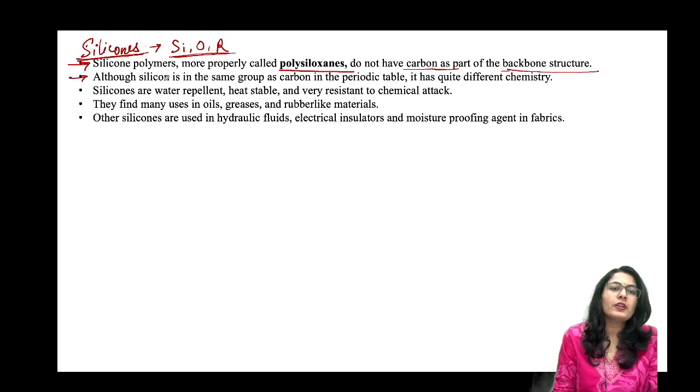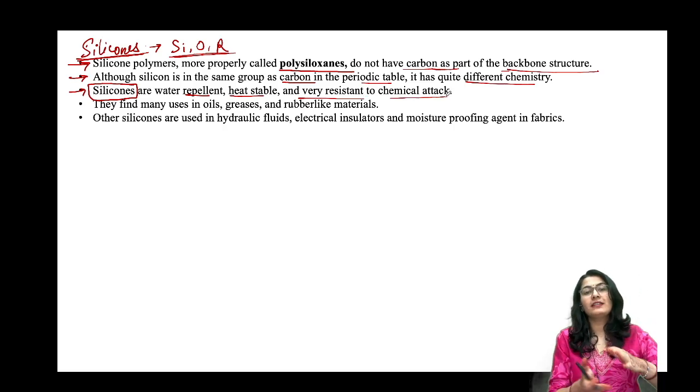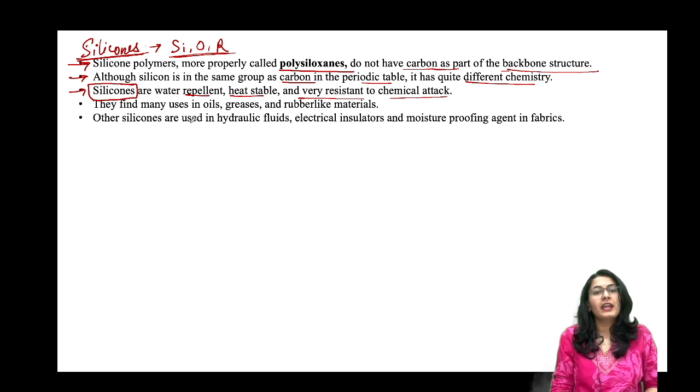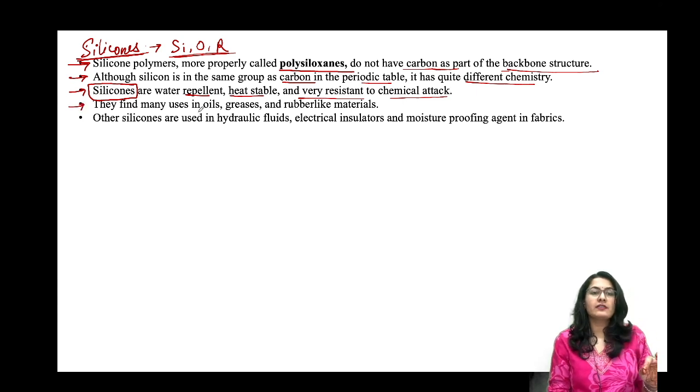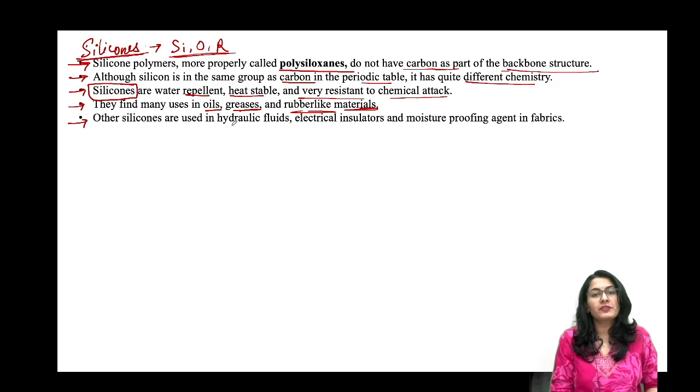Okay, although silicon is in the same group as carbon in the periodic table, it has quite different chemistry. Silicones, particularly these silicones, are water repellent, heat stable, very resistant to chemical attack. So these are very, very stable. And they are used in various industries, oils, greases, rubber-like material. So they can be used for binding, for insulating, many different things. Other silicones are used in hydraulic fluids, electrical insulators, moisture proofing agents in fabric.